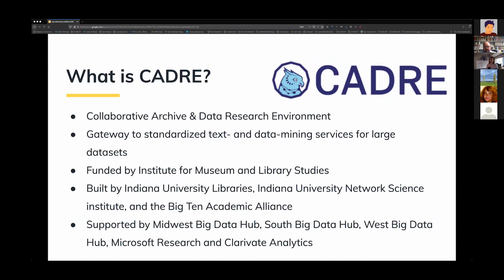It's funded by the Institute for Museum and Library Studies and is built by the Indiana University Libraries and Network Science Institute, as well as the Big Ten Academic Alliance, which is mostly Big Ten schools in the United States. And it's supported by the Midwest, South, and West Big Data Hubs, Microsoft Research, and Clarivate Analytics, the people who put out Web of Science.